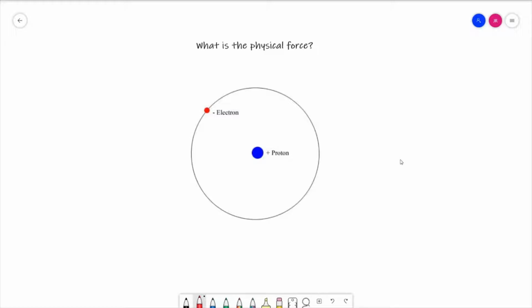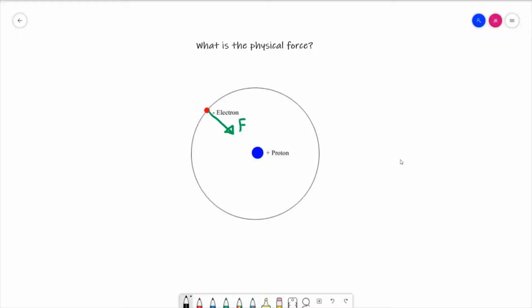Next, if we take the most simple atom that we can think of, the hydrogen atom, we know that we have a proton in the centre and an electron orbiting around the outside. Once again, the electron is orbiting, so there must be a physical force acting. Once again, we know that that physical force acting must be towards the centre of the circle.